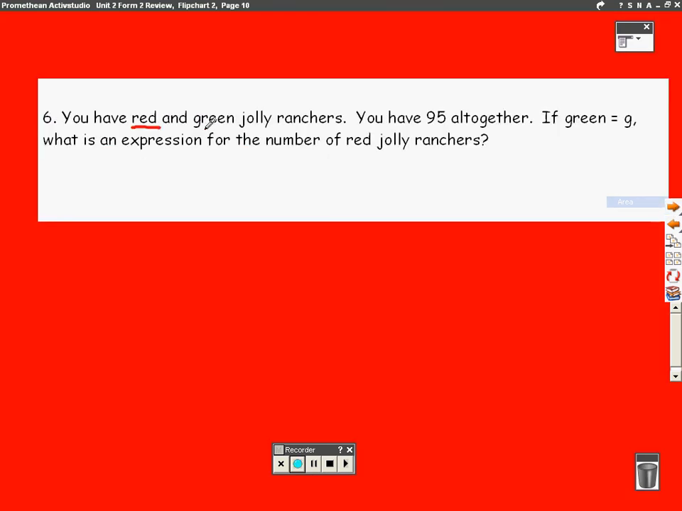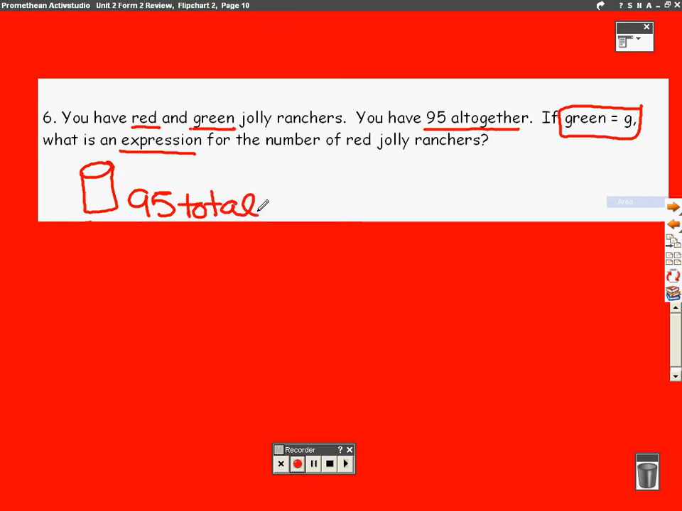Okay, if we have red and green Jolly Ranchers, 95 all together, we're going to use G to represent green. We want to write an expression, so we're not solving anything, we're just writing something. So if we have the jar filled with the two kinds of Jolly Ranchers, and there's 95 in there total, if we remove all of the green Jolly Ranchers, all that's left will be red. So if we take the total and remove the green Jolly Ranchers, all that'll be left in the jar is red.